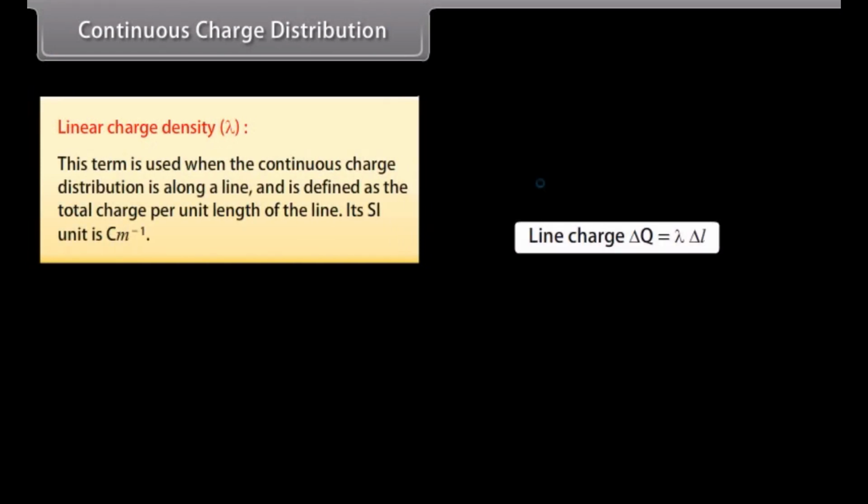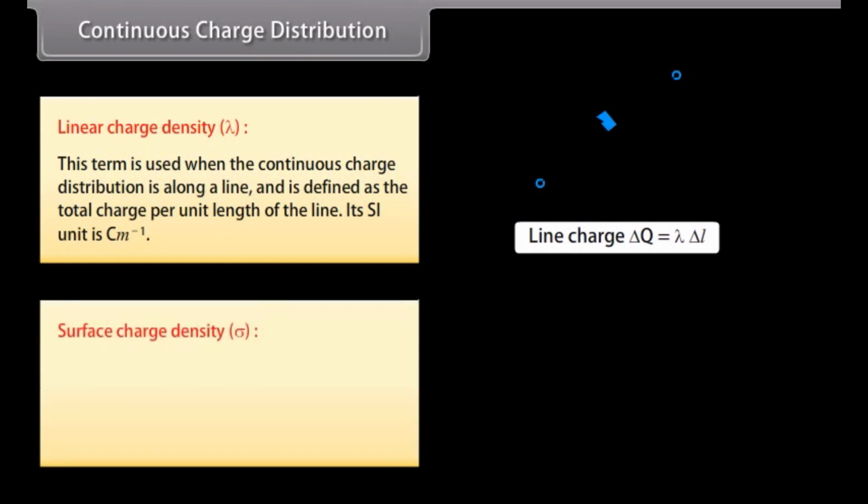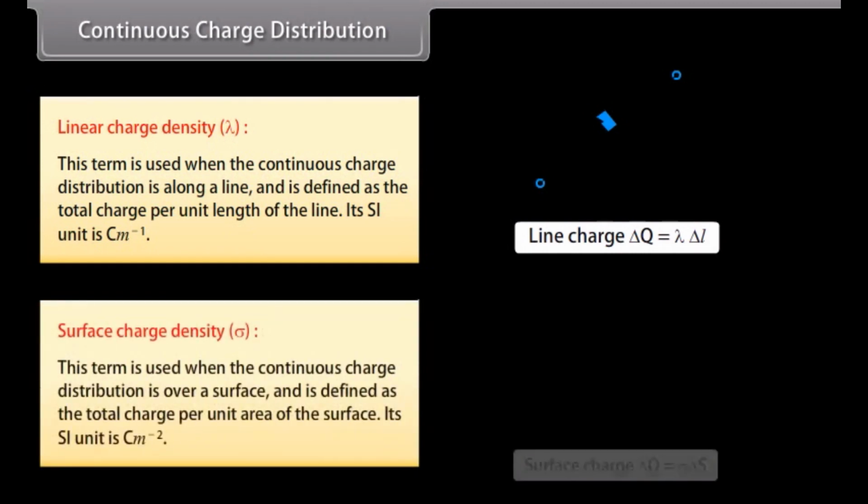Linear charge density, lambda. This term is used when the continuous charge distribution is along a line and is defined as the total charge per unit length of the line. Its SI unit is coulomb per meter. Surface charge density, sigma. This term is used when the continuous charge distribution is over a surface and is defined as the total charge per unit area of the surface. Its SI unit is coulomb per meter square.